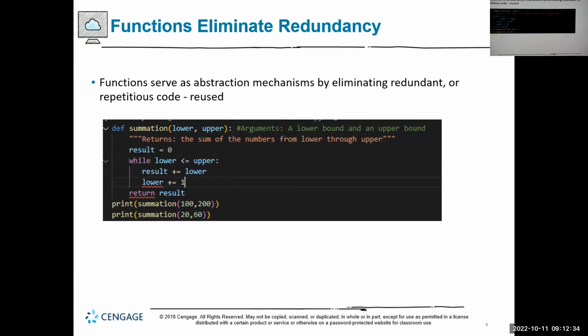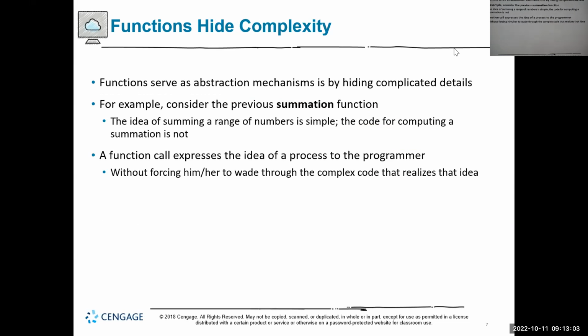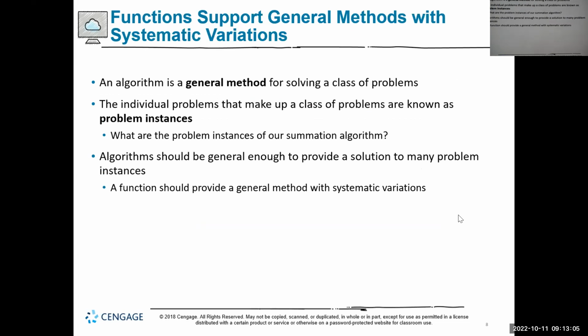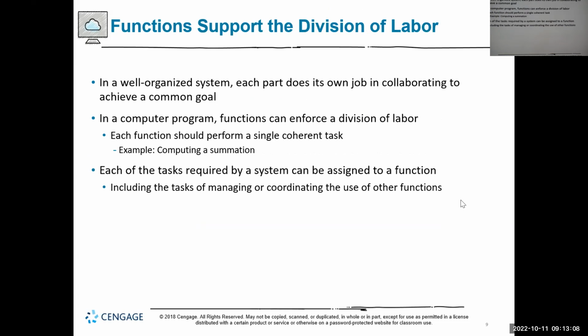Also, a function is an abstraction mechanism by eliminating redundant or repetitive code, which means code reuse. Think about this, it's very straightforward. You just need to define the function one time only, but after that, you can call it as many times as you want. So it is eliminating the redundant, repetitive code here. Okay, so I think that's all by the definition.